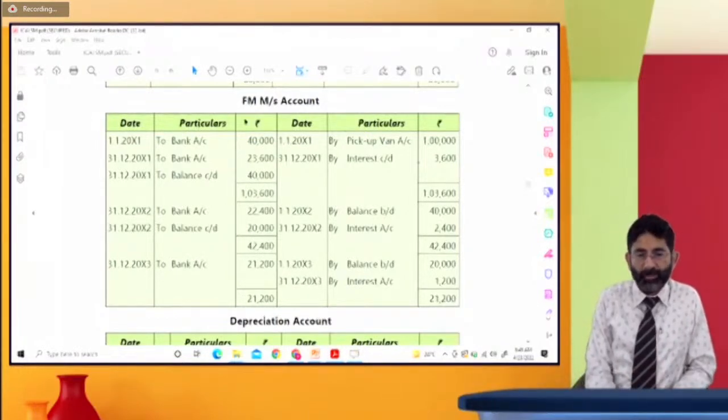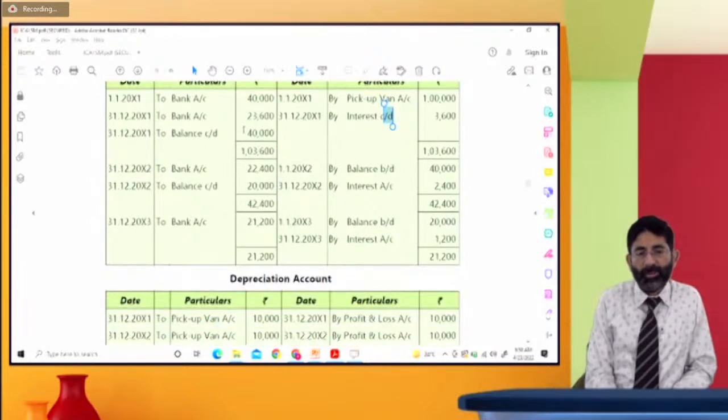You may see 1 lakh minus 40,000, it is 60,000 into 6%. By interest carried down is wrong. Rectify it. By interest only. By interest account you may write it. It is wrong. Rectify it. By interest account it should be. It is not by interest carried down. It is a mistake. You have to rectify it. 3,600. And then installment is 20,000 plus 3,600. It is 23,600. Balance carried down is 40,000.